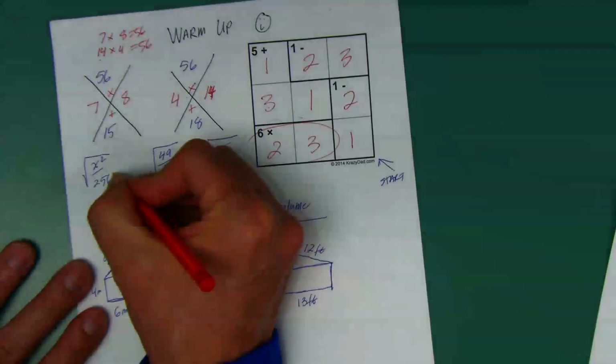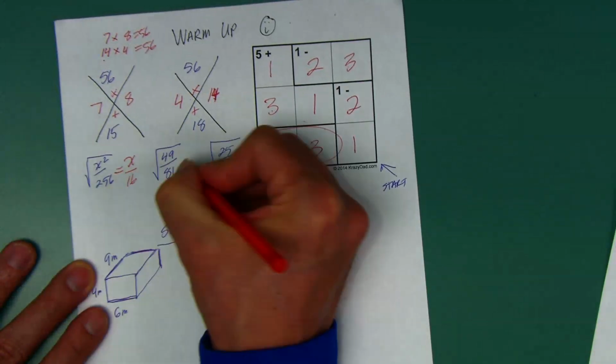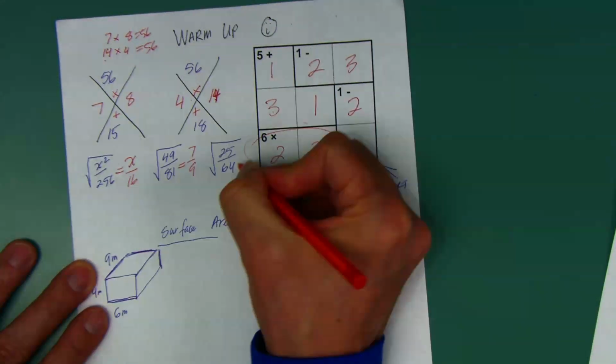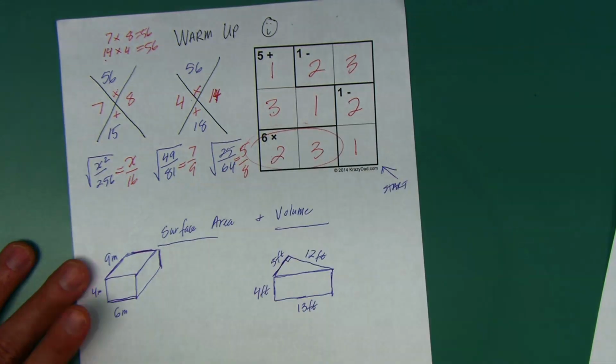Okay, what is the square root of x squared over 256? That's going to be x over 16. The square root of 49 over 81 is 7/9. And the square root of 25 over 64 is 5/8.